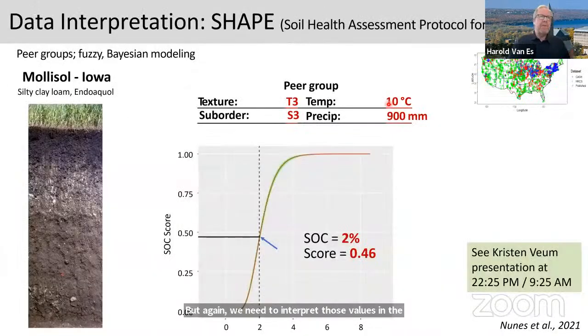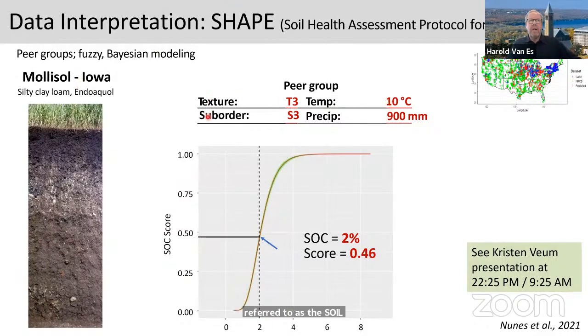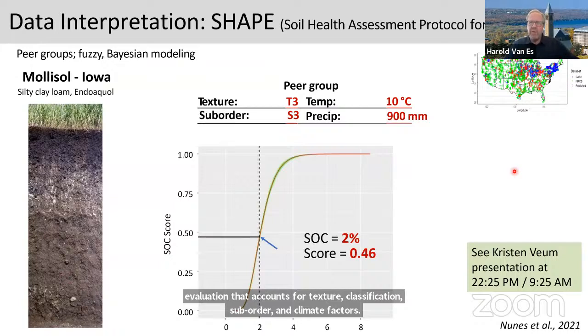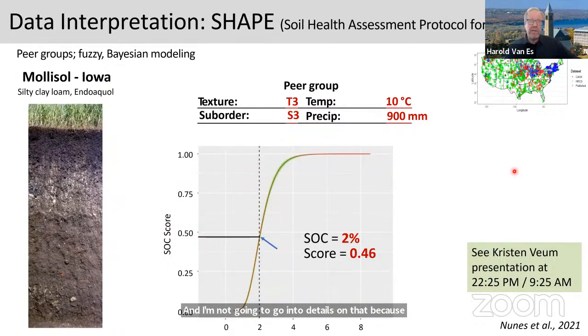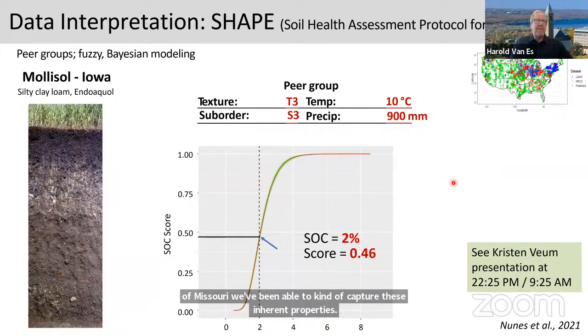And so that brings me to the more national interpretation scheme that's referred to as the Soil Health Assessment Protocol and Evaluation, that accounts for texture, classification, suborder, and climate factors. I'm not going to go into details on that because Kristen Vuum will be doing that in about an hour, but I just wanted to introduce this idea that through this collaborative effort with Kristen's group and statisticians at the University of Missouri, we've been able to capture these inherent properties. So Kristen, we're looking forward to your presentation on that.